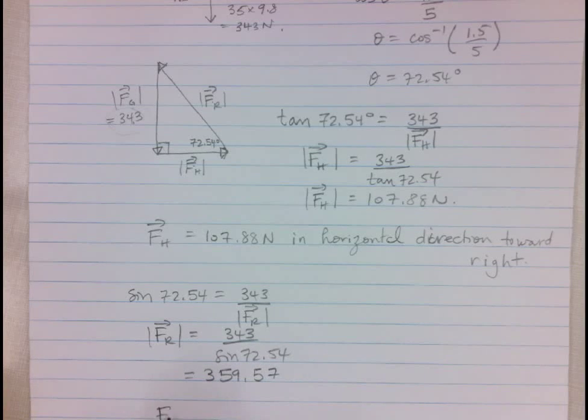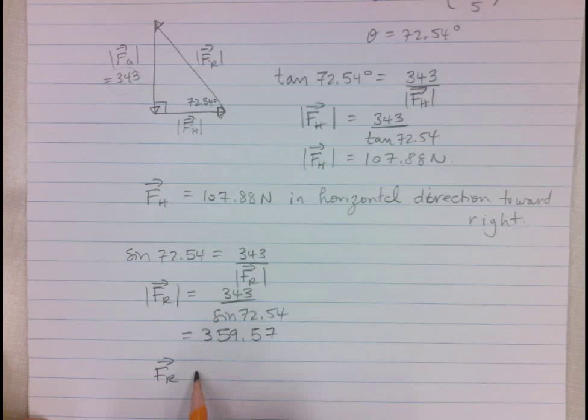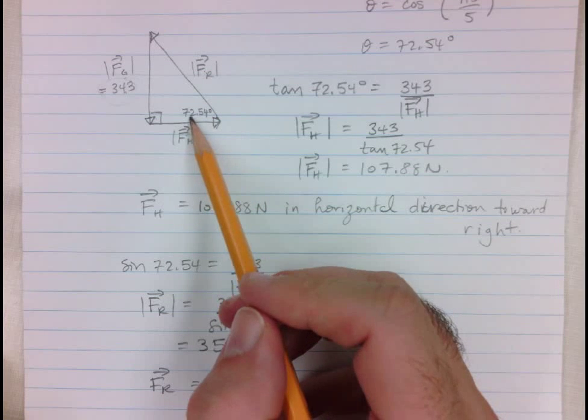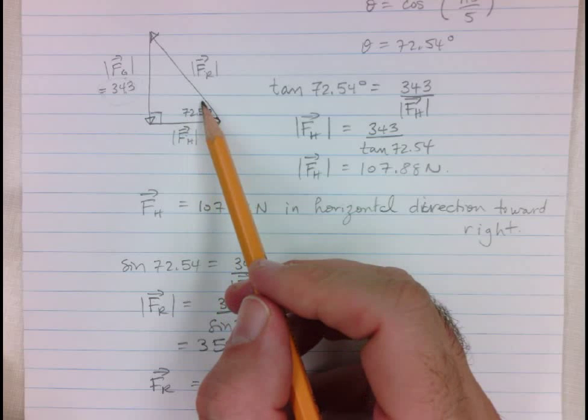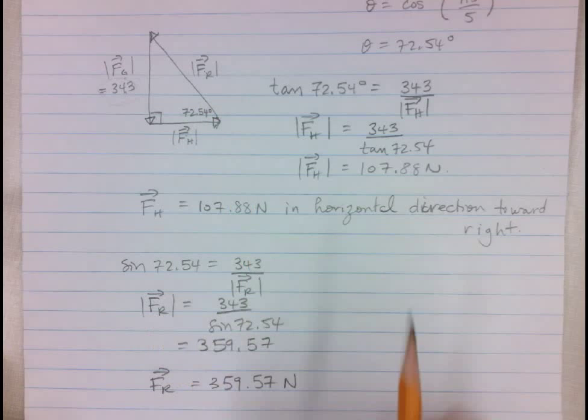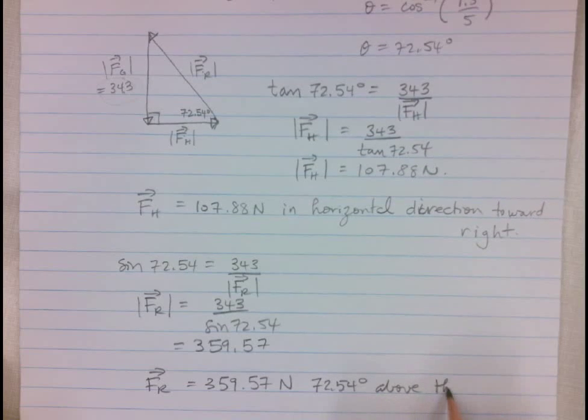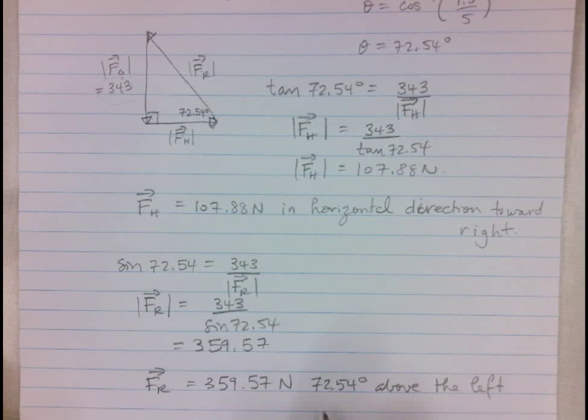So we can say that FR, the tension in the rope, is equal to 359.57 newtons. And to describe the direction, it's 72.54 degrees above the left horizontal. And there you have it.